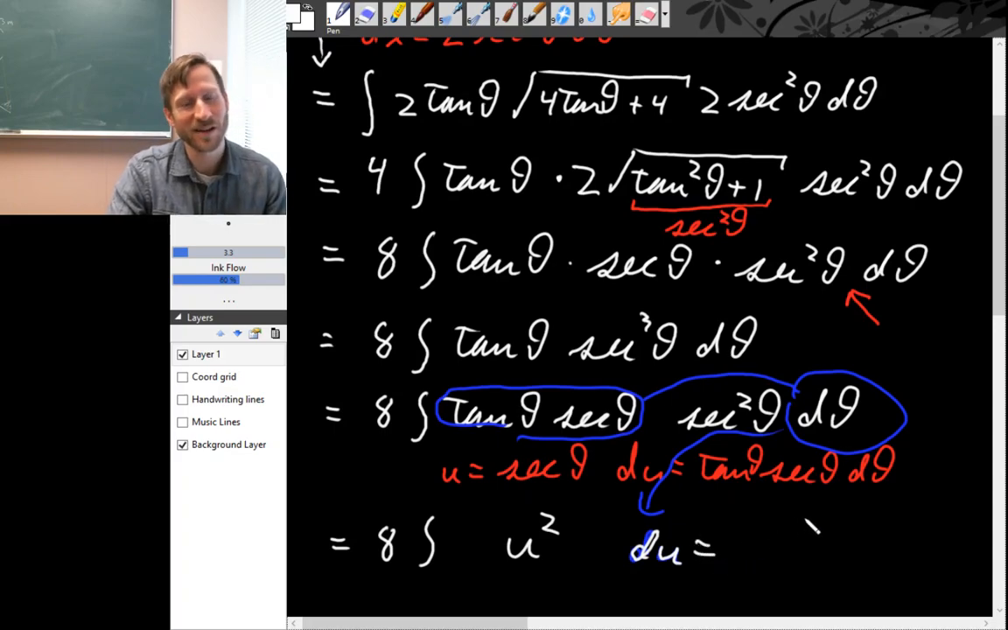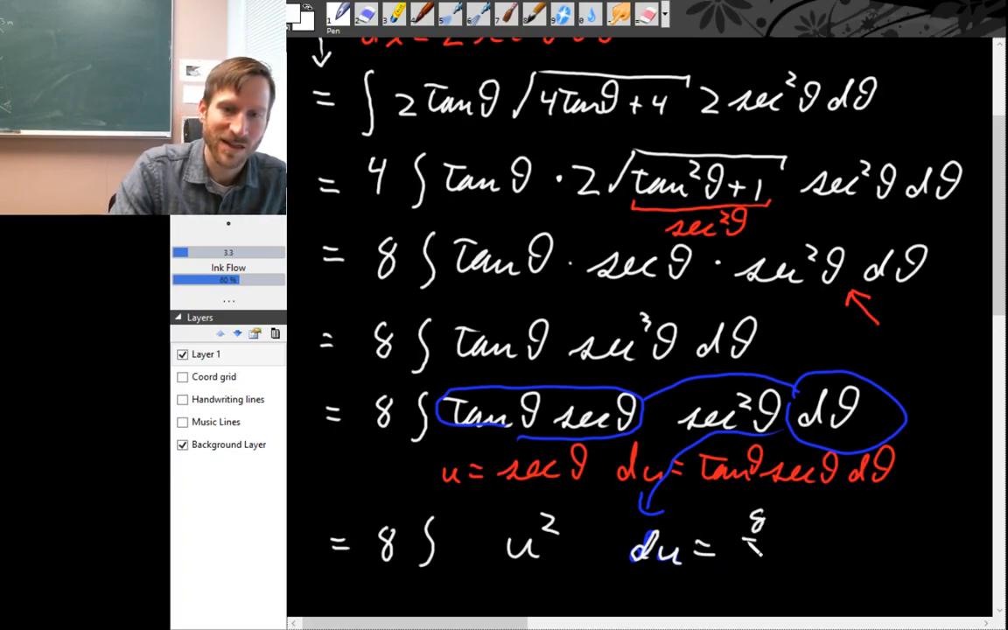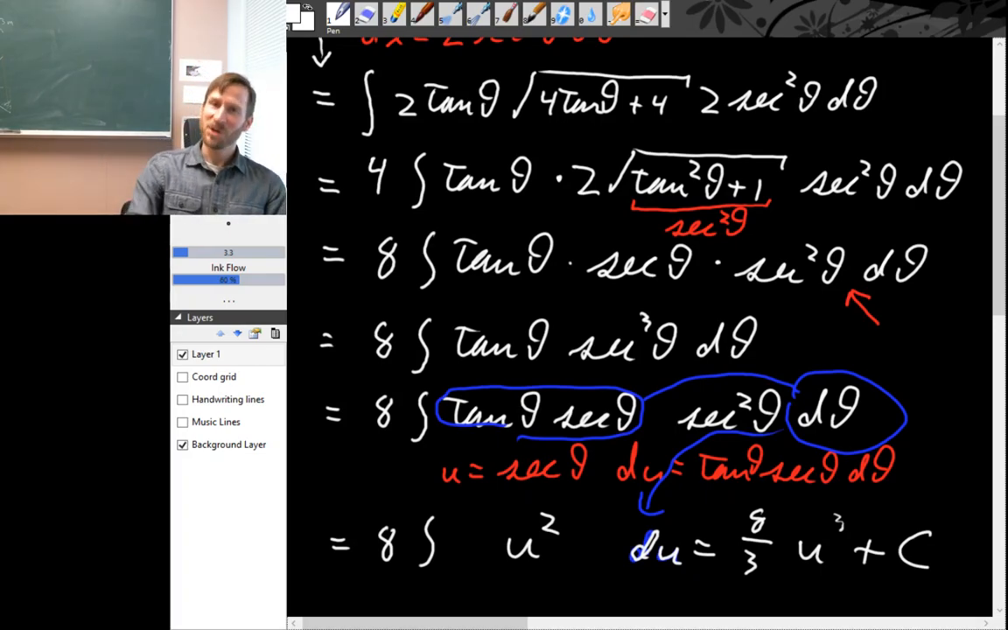Okay, so now finally we can do the integral. It's 8/3 u cubed, plus a constant, of course. But wait, this is an indefinite integral. For indefinite integrals, you need to get back to the original variable so that you have a function of the original variable. So we need to undo our u substitution. And we have to undo our backwards u substitution, the trigonometric substitution that we originally did. So let's see how that works out.